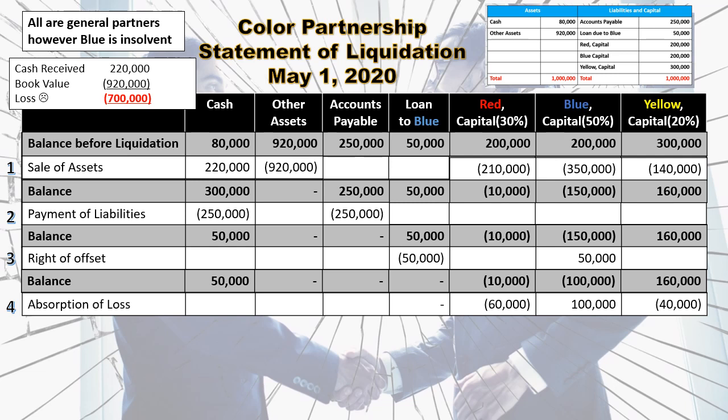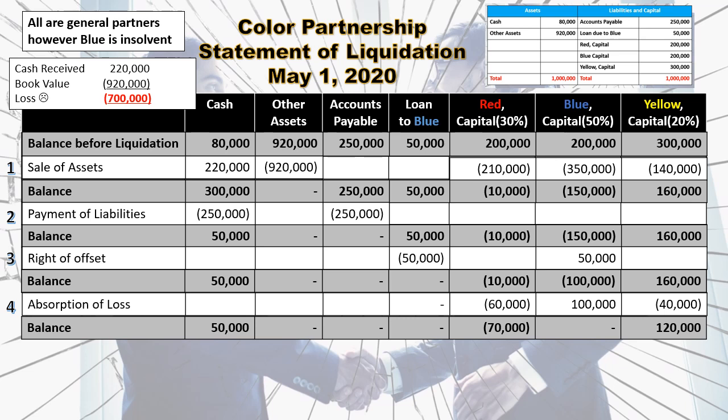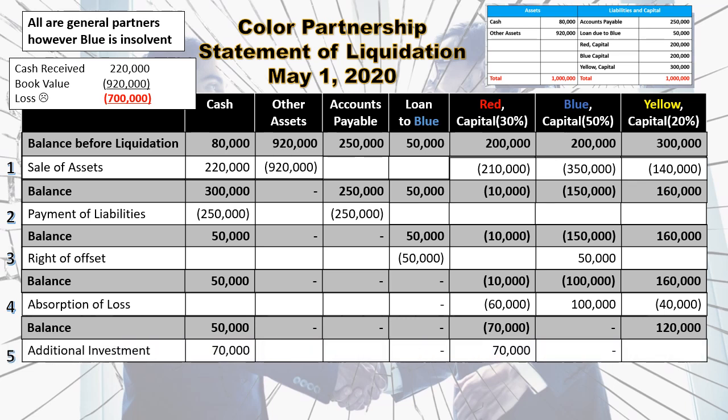So, after the absorption of loss, the balances now are 50,000 pesos cash, red capital negative pa din na 70,000, tapos yellow capital meron na lang siyang 120,000 pesos. Since si red capital is a general partner and also a solvent partner, hindi po pwedeng i-absorb ni yellow capital yung kanyang deficiency. Dahil solvent partner siya, he needs to add additional investment. So basically, meron tayong additional investment na 70,000 pesos equivalent to the deficiency of red partner kasi si red ay deficient pero solvent partner kasi siya. So, kailangan niyang mag-invest ng additional 70,000 pesos.